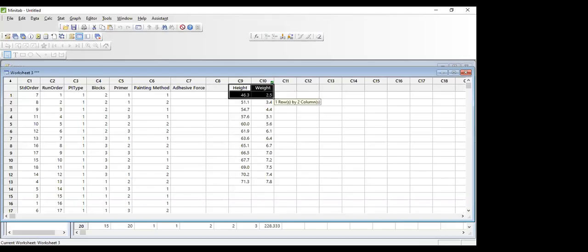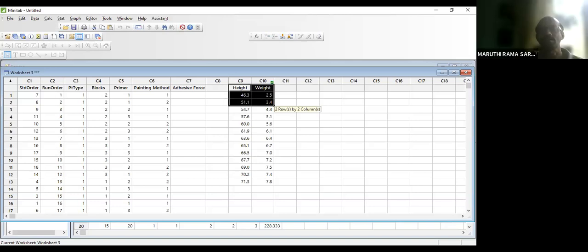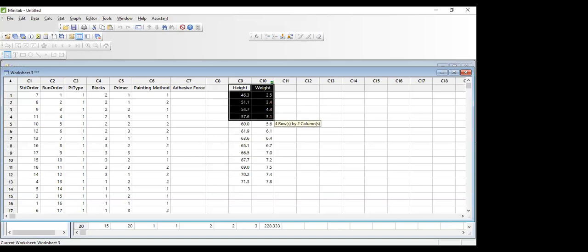You see the screen, right? Can you all see my Minitab screen? Yes. That means the connection is very slow.